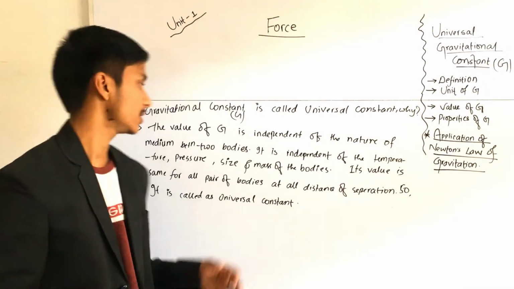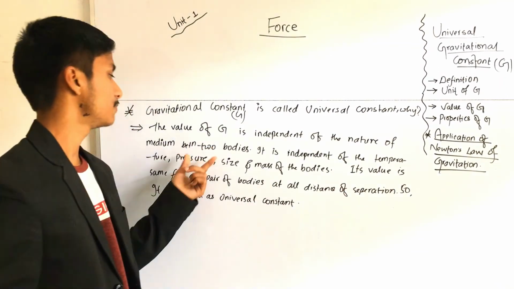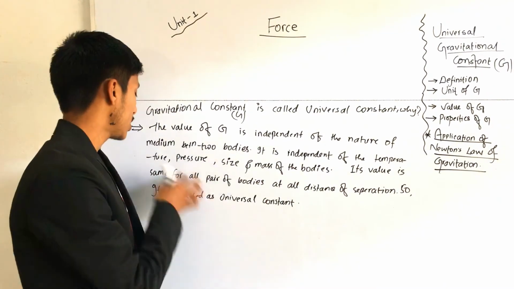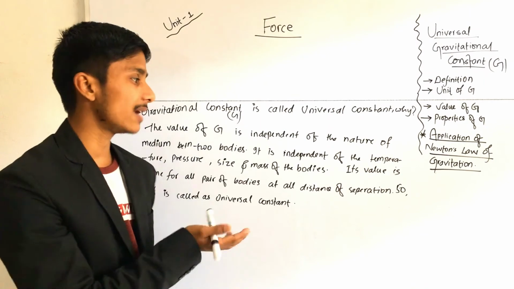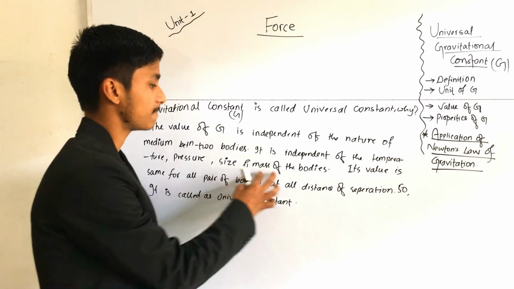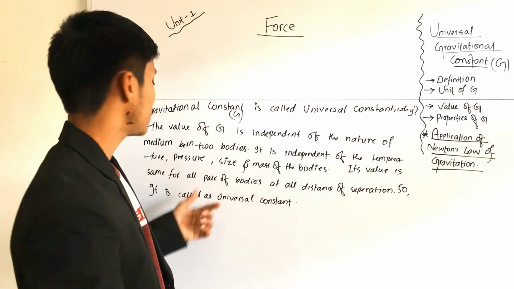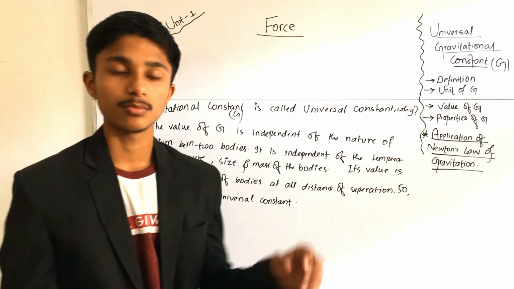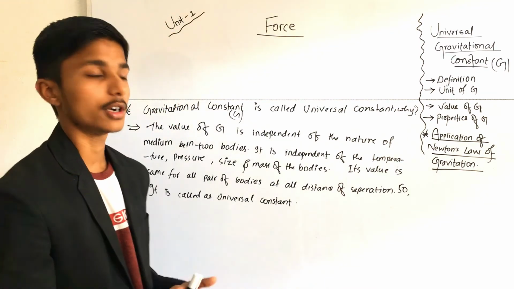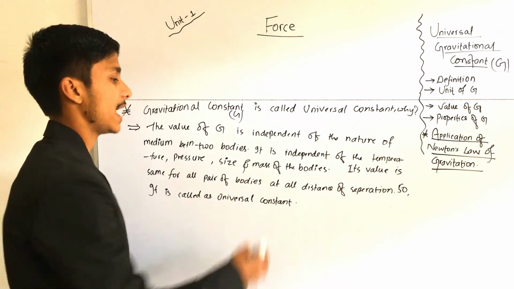Why? The answer of this question is the value of G is independent of the nature of the medium between two bodies. It is independent of the temperature and pressure, meaning its value doesn't change in any temperature and pressure. It is also independent of the size and masses of bodies. And its value is same for all pair of the bodies, whether the pair is small tiny particles or the larger, huge bodies. Its value remains constant at all distance of separation.